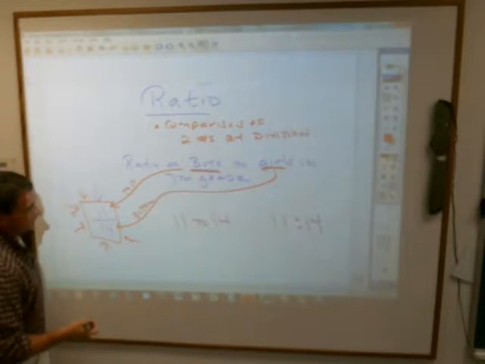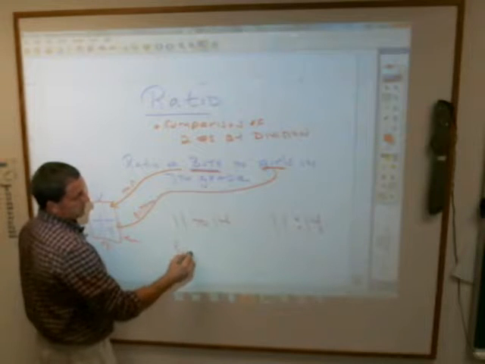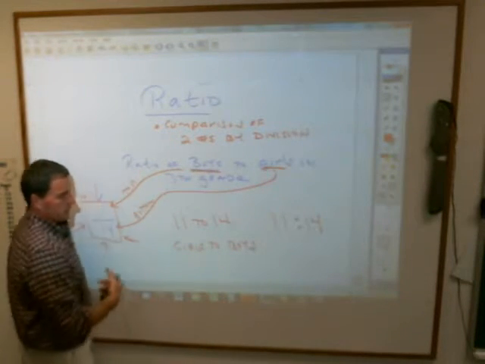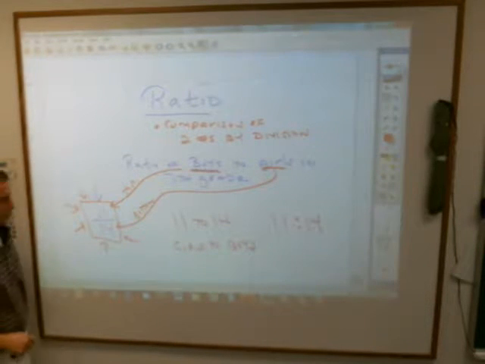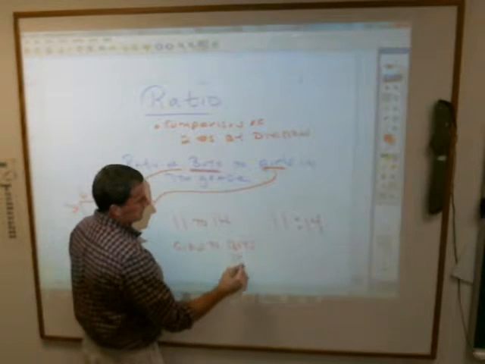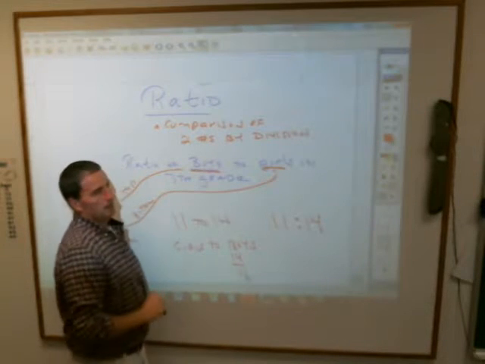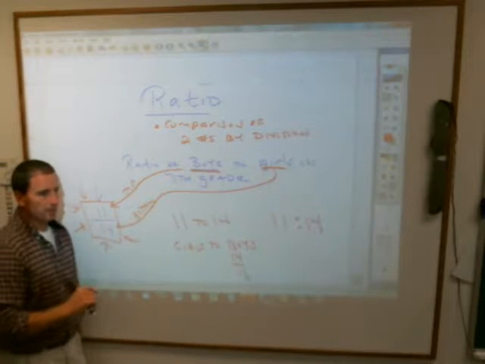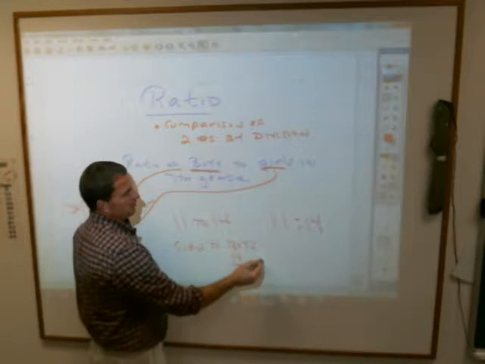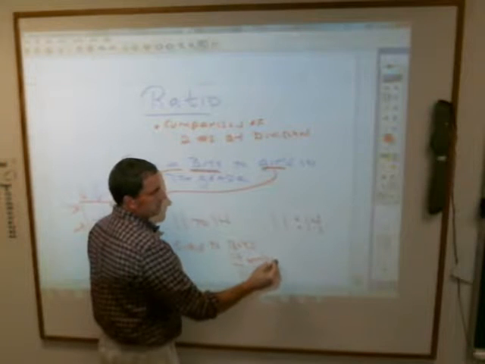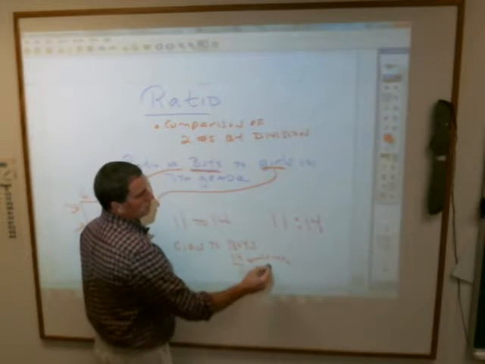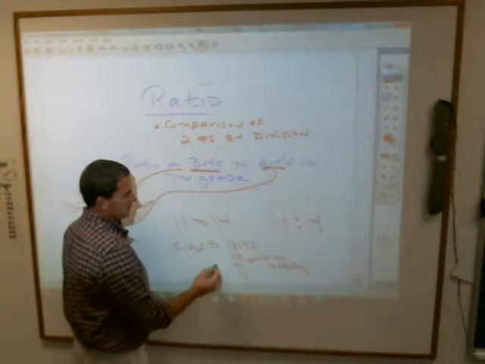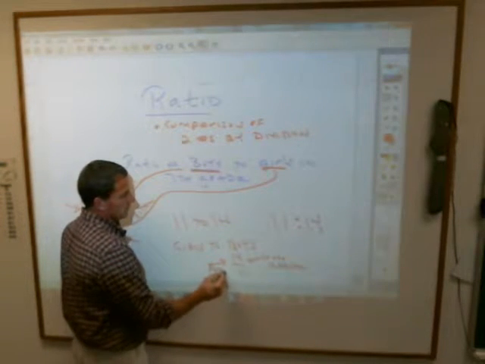Now, if I asked you for the ratio of girls to boys, that's going to be that fraction, except it's going to be flipped over, and it's going to be 14 to 11. When you're given a ratio and it's improper, you need to leave it as improper. You don't make it a mixed number. You do reduce it if you can. In this case, I can't. But if you can, you do need to reduce it.